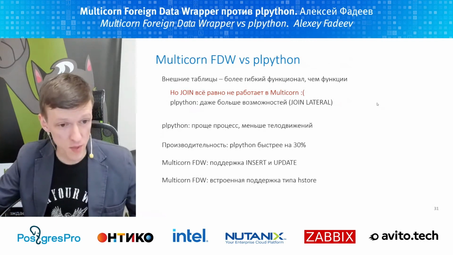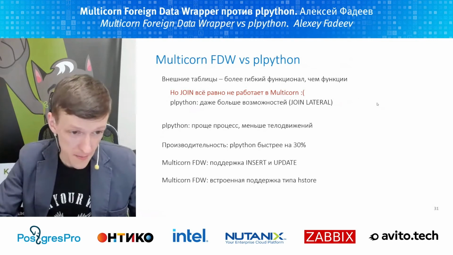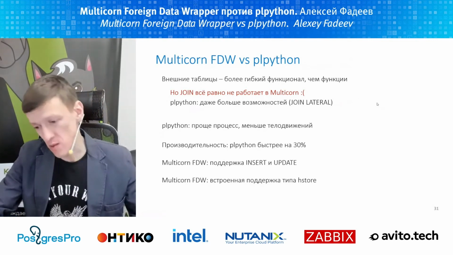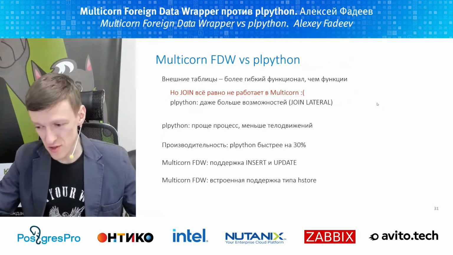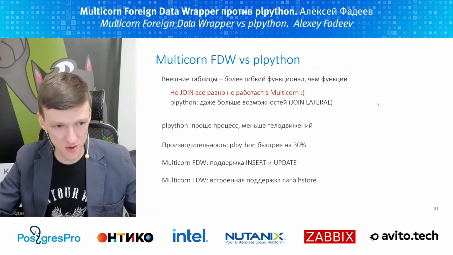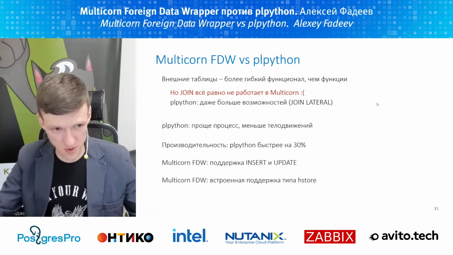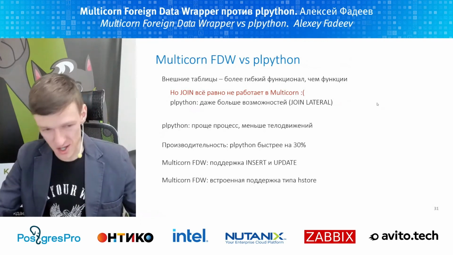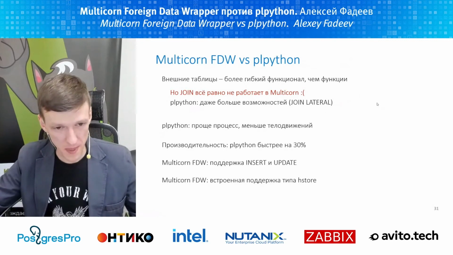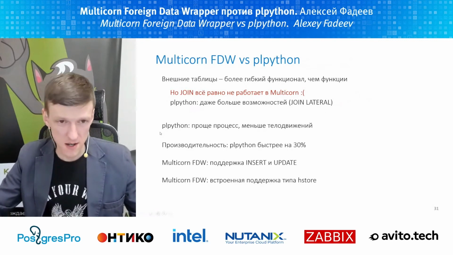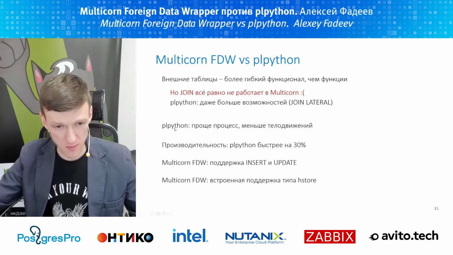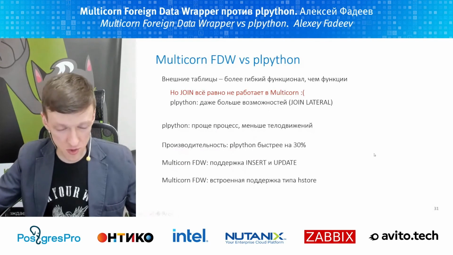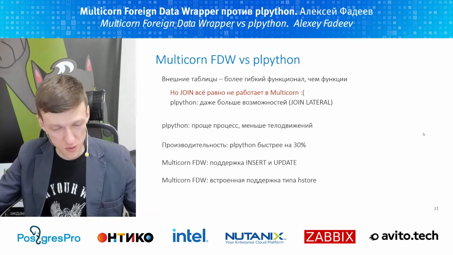And the process of writing code on PL Python is simpler, because on multi-core you need to deploy a script, create a server and an outer table, and in case of upgrading, it's necessary to drop the table, the server, recreate the server and the outer table. But thanks to this function, you will have only one operator, outer function, and that's it. Speaking about performance, PL Python was a bit faster, not 3 times faster, but still it is 30% faster.